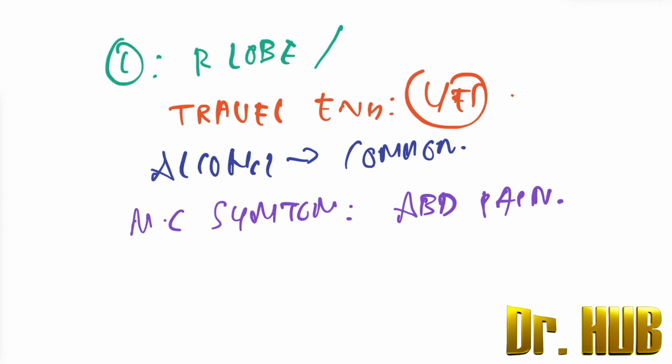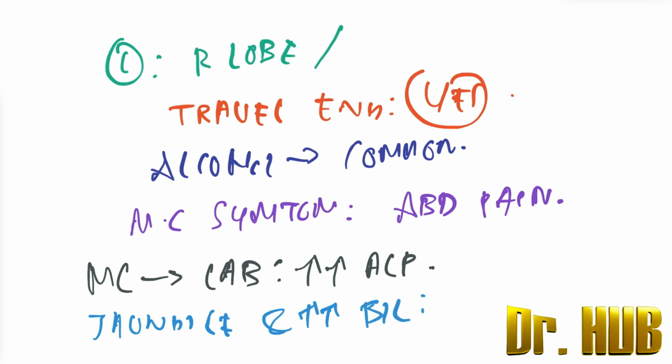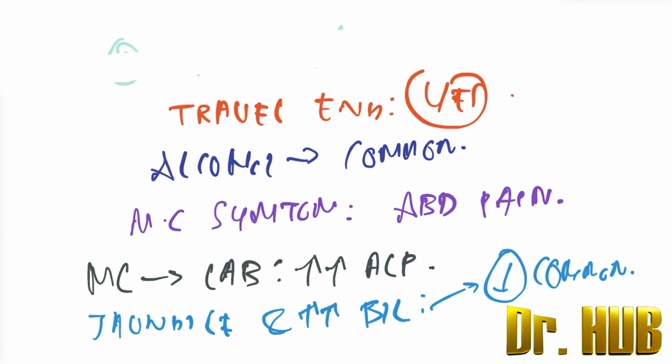Then what is the most common lab abnormality? The most common lab abnormality is going to be the elevated ALP, that is an increase in the ALP. Then jaundice and the elevated bilirubin, this is less common. Whereas in pyogenic abscess, the jaundice and the elevated bilirubin was more common.